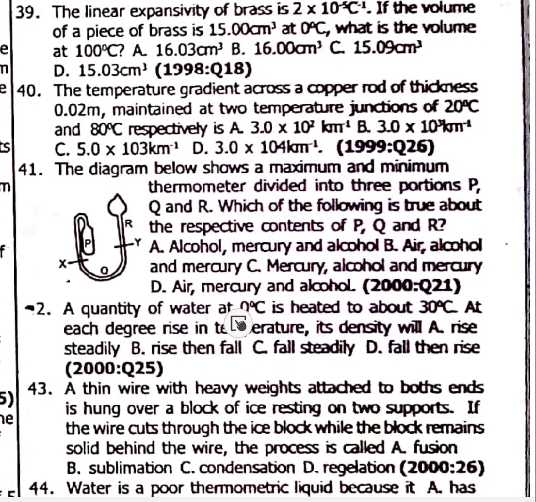A quantity of water at 0 degrees is heated to about 30 degrees. At each degree rise in temperature, its density will, 42 is, the density will rise then fall. Don't forget say water go behave anomalous from 0 to 4 degrees. So water reaches its maximum density at 4 degrees, and its least volume.